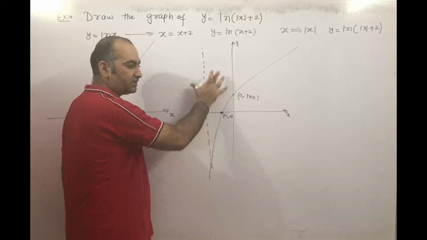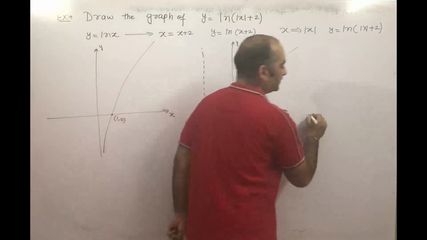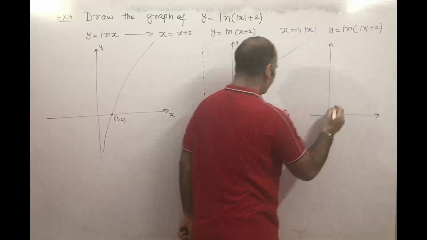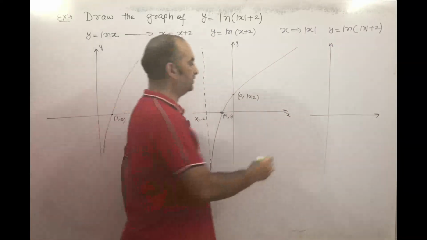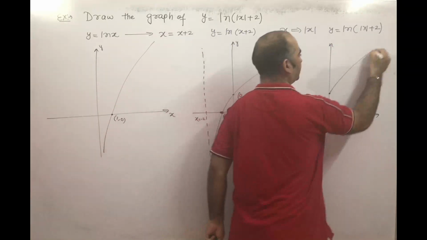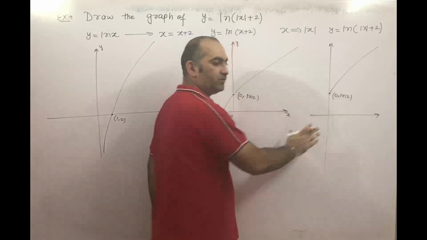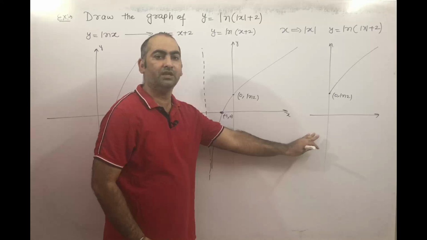So the left hand side of this graph we will remove. So what will come here? This is the x-axis, this is the y-axis. Okay, so this graph will come like that. This point is 0 comma ln 2. So we have removed the left hand side graph. Then what will you take?